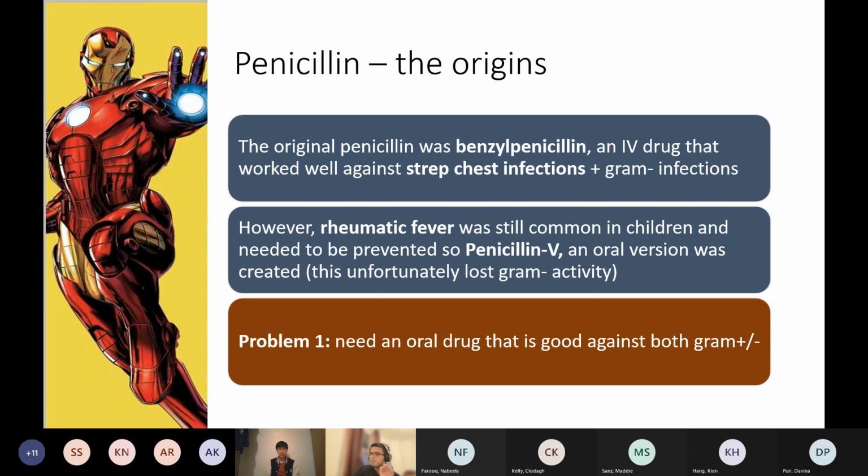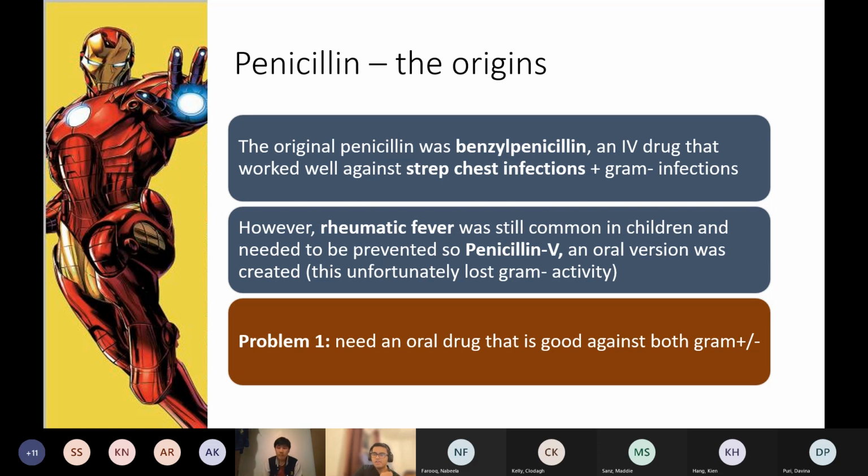And a big problem during this period of time was actually rheumatic fever. So rheumatic fever was still pretty common in children. And to prevent rheumatic fever, you need to treat the strep infection that can cause it. So they produced Pen-V, which was an oral version that was very good against streptococcus. So the problem with this is it lost gram-negative activity. So that's our first problem. We need an oral drug that is good against both gram-positive and gram-negative.